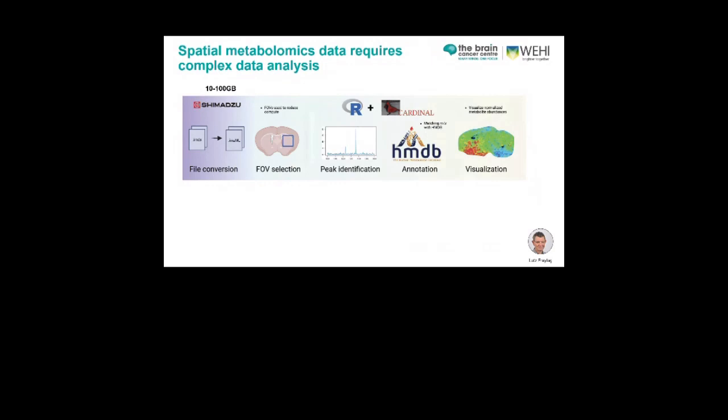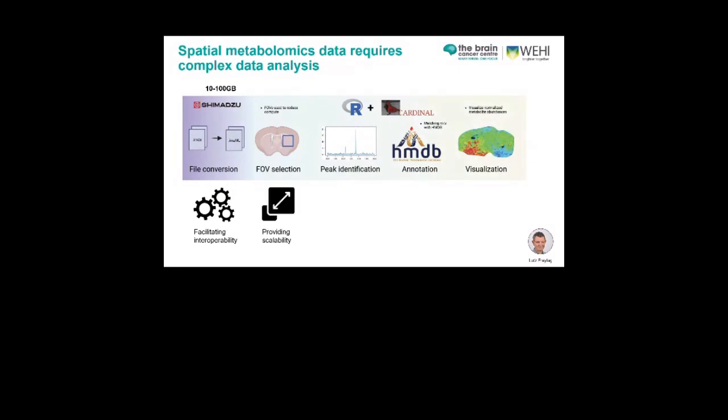The first hurdle with this type of data is that you have to convert the proprietary file formats from the instruments into something that is open source and provides interoperability. We use R and the Cardinal pipeline for any of our downstream processing of our data. And this will allow us to identify the peaks and then annotate metabolites later on.